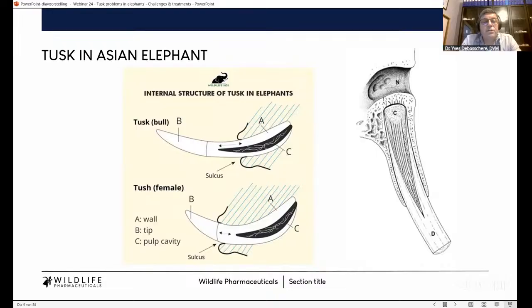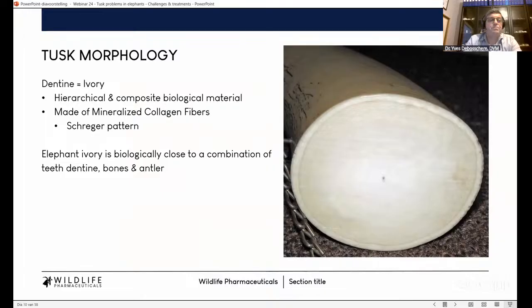If we look at the internal structure of the tusk, that is very typical in Asian elephants. In the tusk of a bull, you will see that the pulp is coming outside the lip bowl. So you will have a big part of the pulp coming out, which can complicate, of course, fractures. In a female, here it's mentioned tush, but it should be tusk, we see that the pulp cavity remains within the sulcus and the lip bowl cavity. So that means that we see much more problems in Asian male elephants than in Asian female elephants.